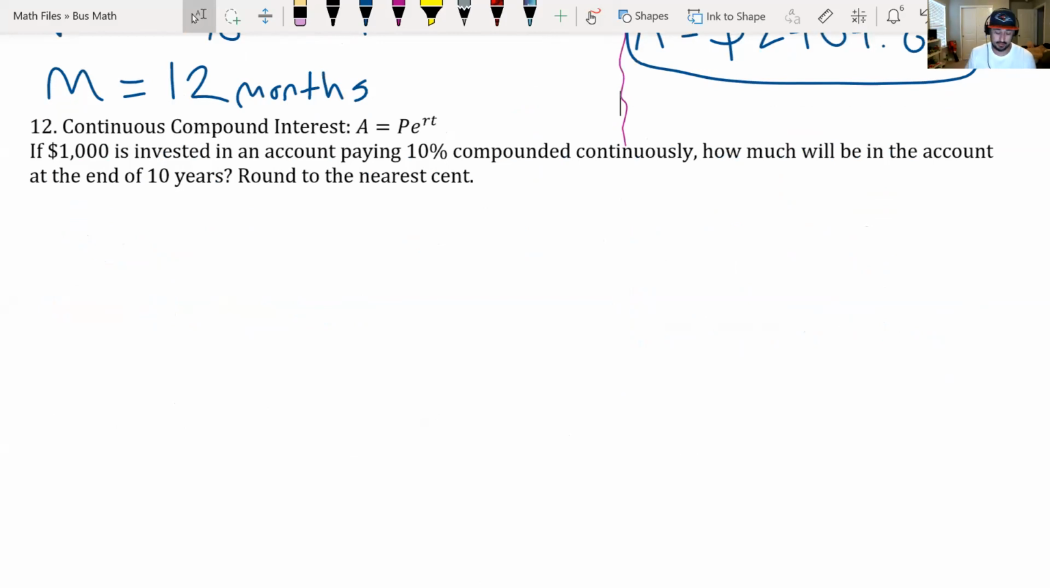Continuous compound interest. Continuous compound interest is given by the formula A equals P times E to the RT, or we refer to this equation as your best friend. Your best friend's name happens to be PERT, okay? PERT is continuous compound interest, and this formula calculates your money growing every second, every minute, every hour, every day, every week.